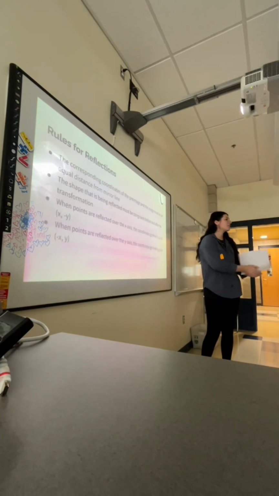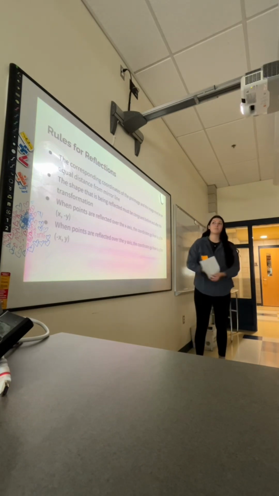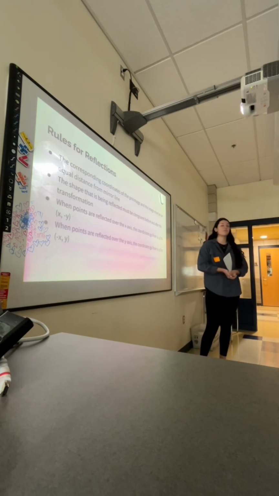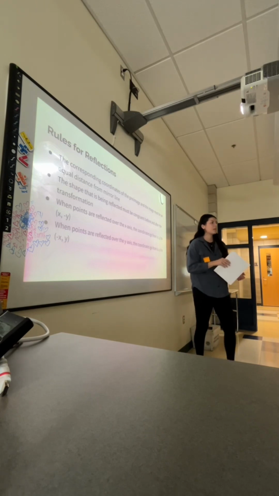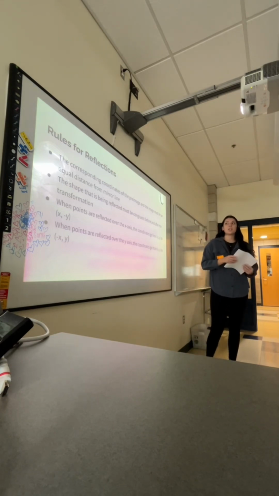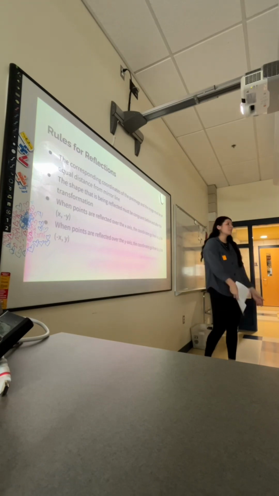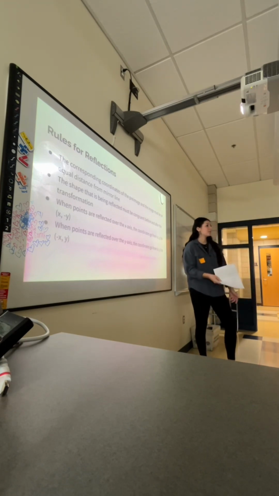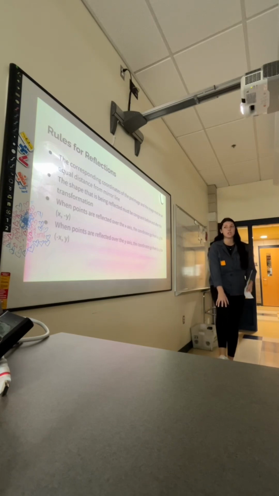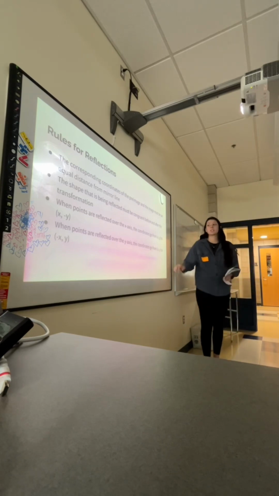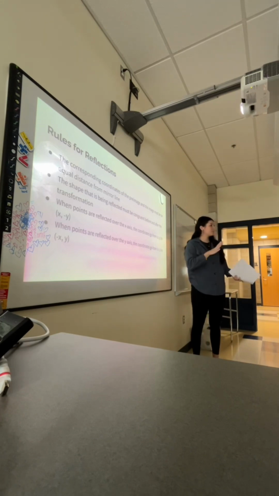Okay, these are some rules for reflections. The corresponding coordinates of the pre-image and the image after you reflect must be an equal distance from the mirror line. You'll see that in a few examples that I have to show. The shape that's being reflected must be congruent. Like I said before, just like in translations, it must be the same shape and size before and after the transformation.